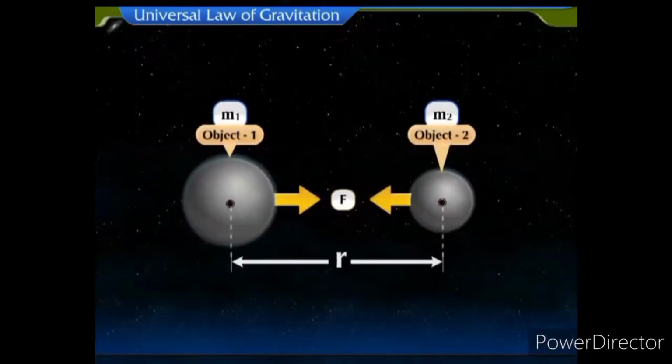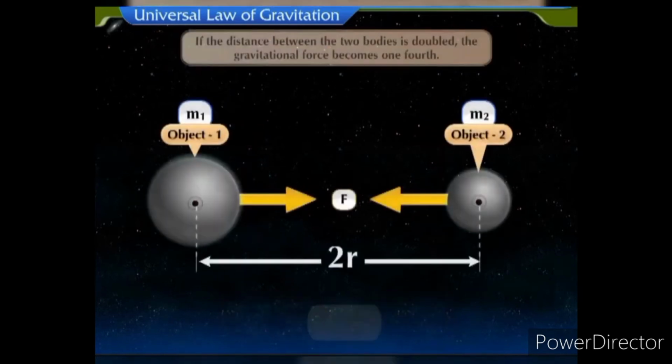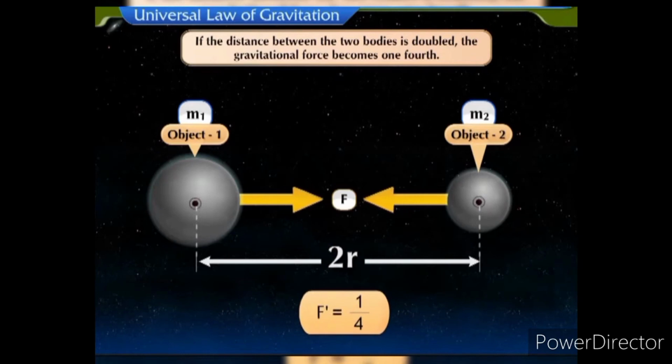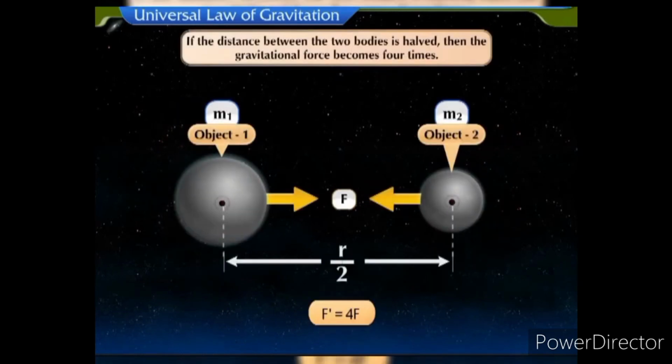We can see that the gravitational force between two bodies is inversely proportional to the square of the distance between them. Which means, if the distance between the two bodies is doubled, the gravitational force becomes 1/4. On the other hand, if the distance between the two bodies is halved, then the gravitational force becomes 4 times.